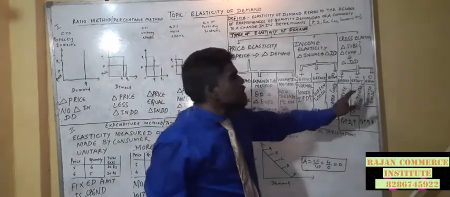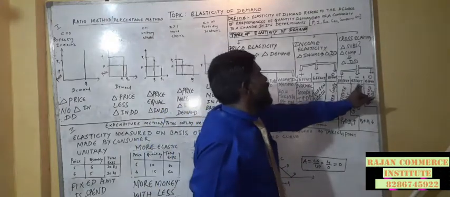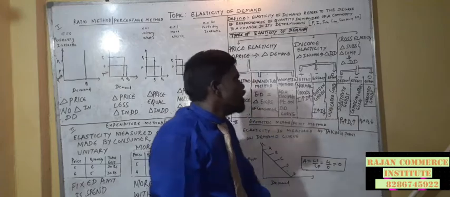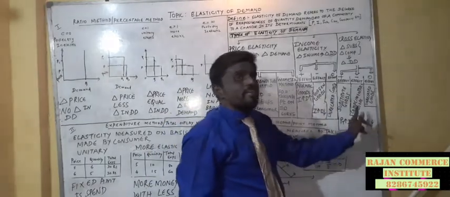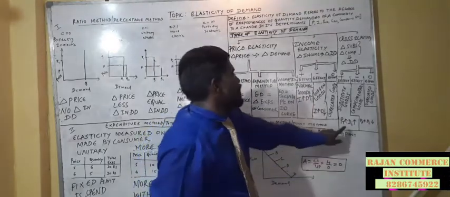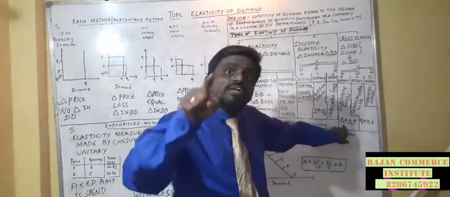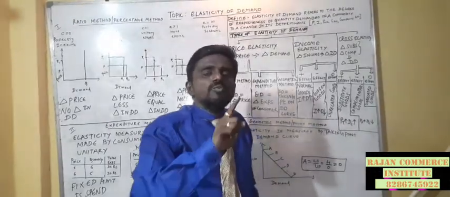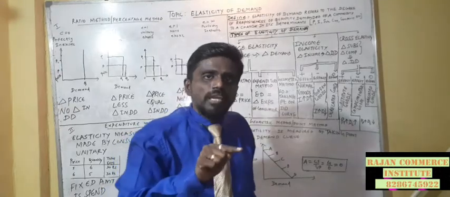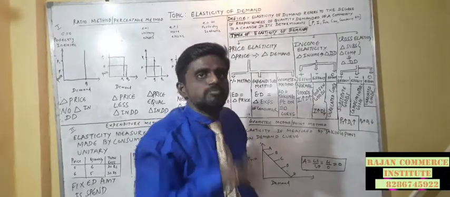Now come to the cross elasticity of demand. In cross elasticity of demand, the same three subdivisions are there: positive effect, negative effect and zero effect. Positive effect is seen in substitute goods, negative effect is seen in complementary goods and zero effect is seen in unrelated goods. Positive effect means what? The price of tea is increasing, so the consumer will buy coffee. So a rise in the price of tea leads to a rise in the demand for coffee. That's for substitute goods.